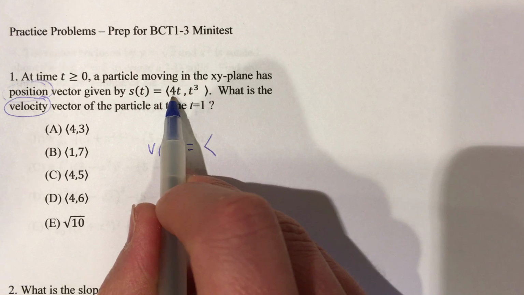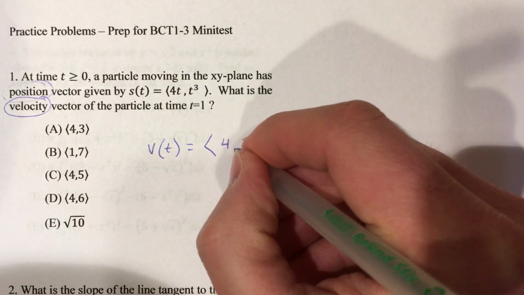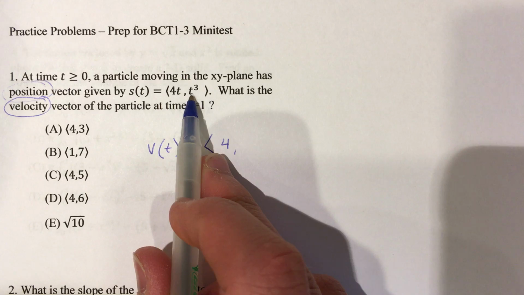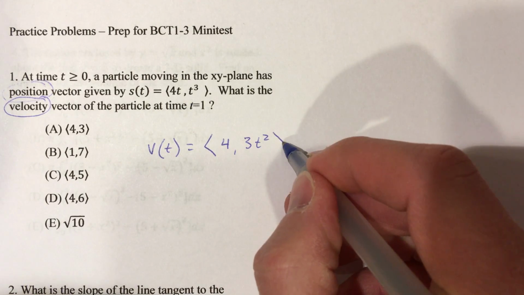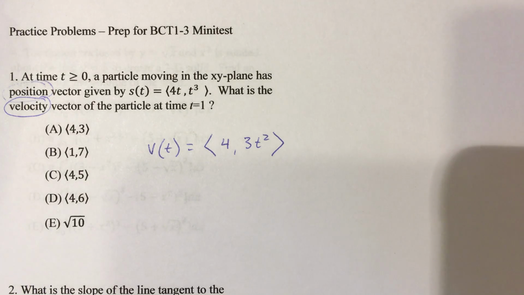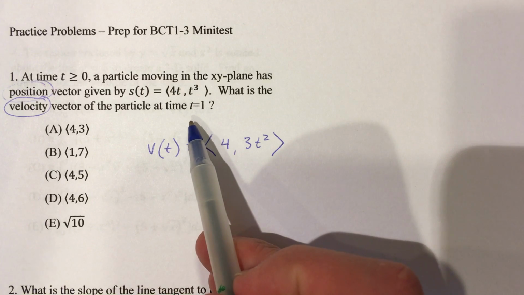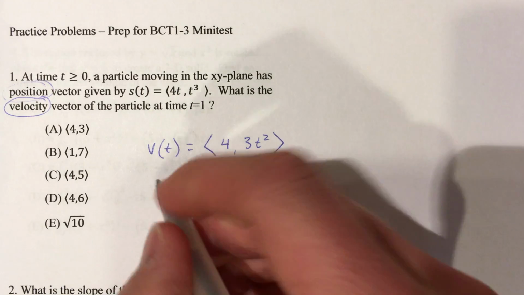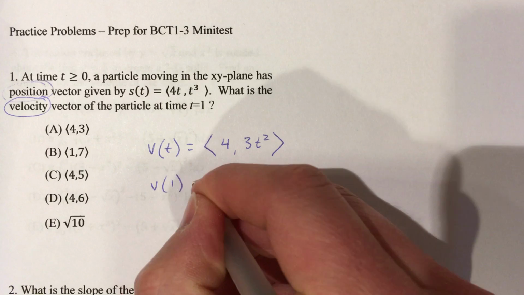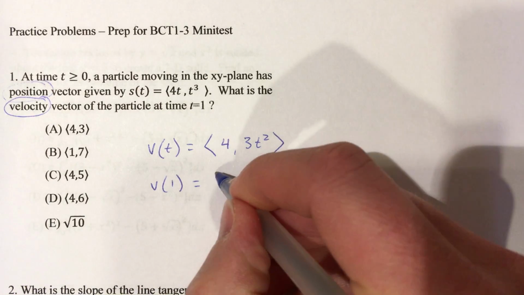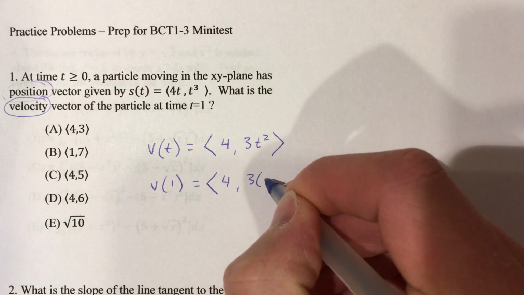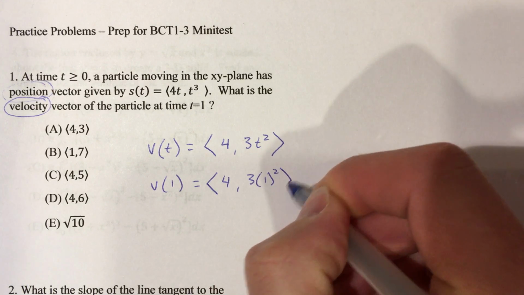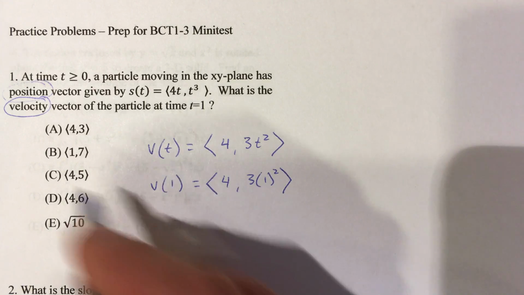I'll take the derivative of 4t, which is 4. I'll take the derivative of t cubed, which is 3t squared. And there's my velocity vector function. Now I need a particular vector at time 1, and so the velocity vector at time 1 is going to be 4, 3. There we go.